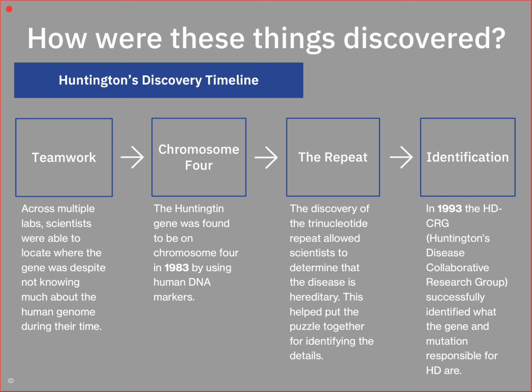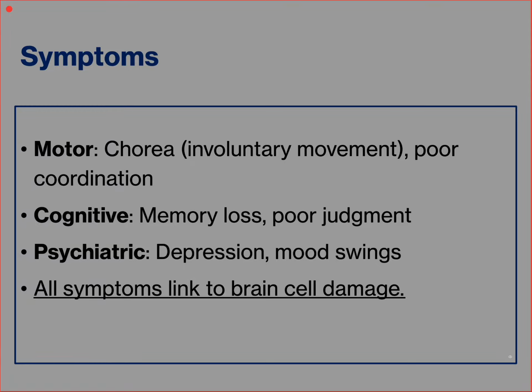Symptoms of Huntington's disease. Motor symptoms include chorea, also known as involuntary movement, and poor coordination. Cognitive symptoms include memory loss and poor judgment. Psychiatric symptoms include depression and mood swings. All symptoms link to brain cell damage.